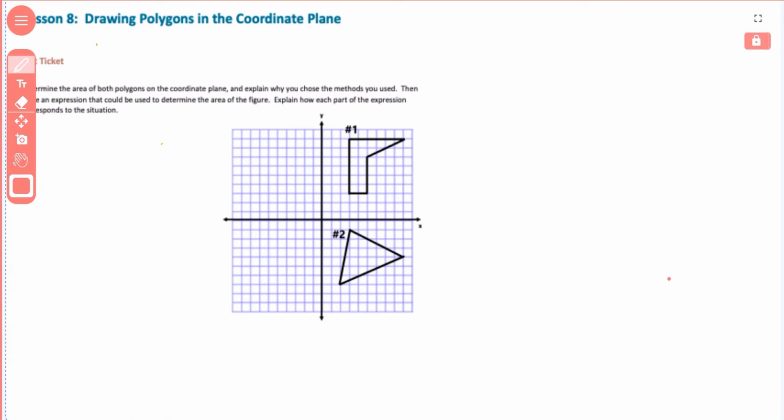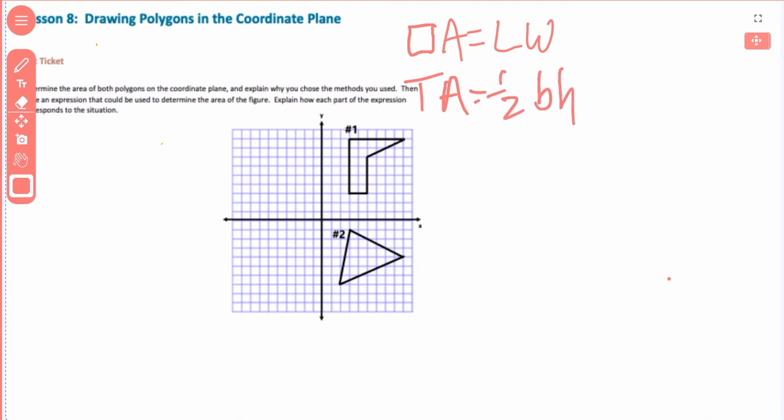Now, we need to find area. An area, in general, we would say for a rectangle is what? Length times width. That's for a rectangle. Area for a triangle is half the base times the height. And that's what it looks like we got right here, correct? Y'all see triangles and rectangles?